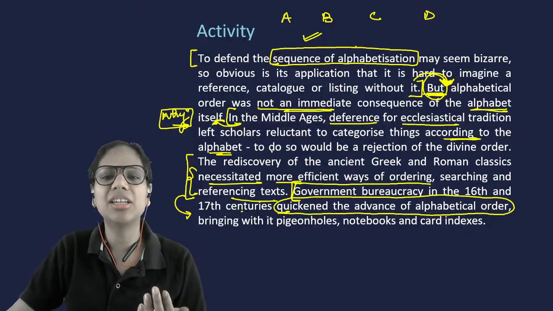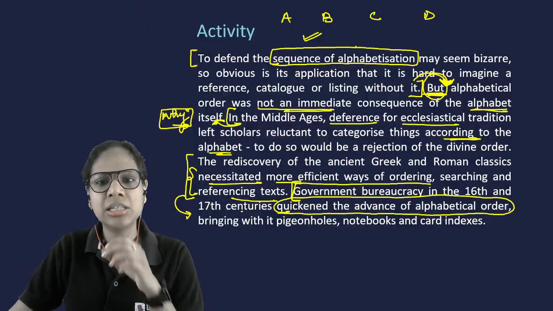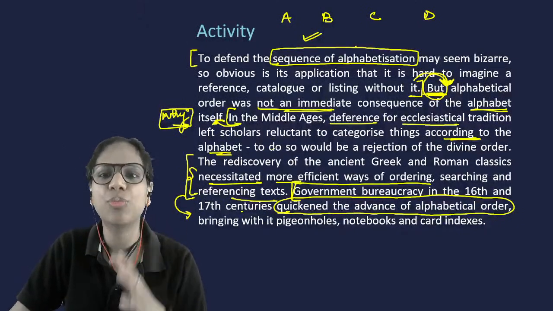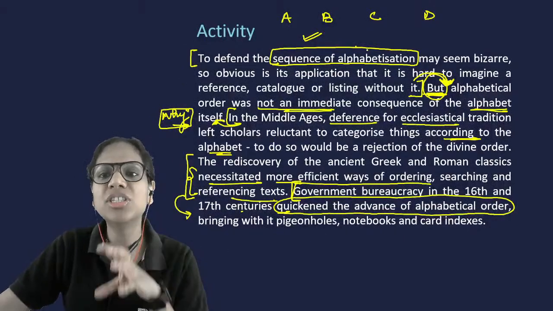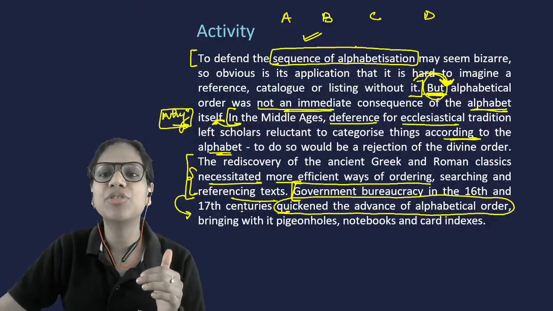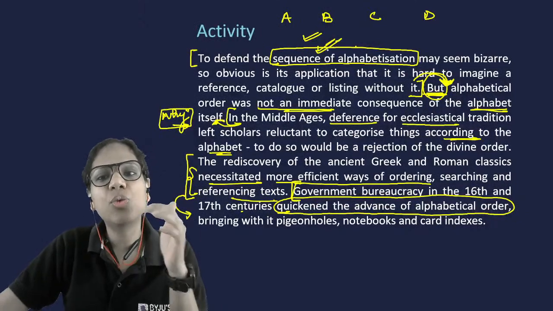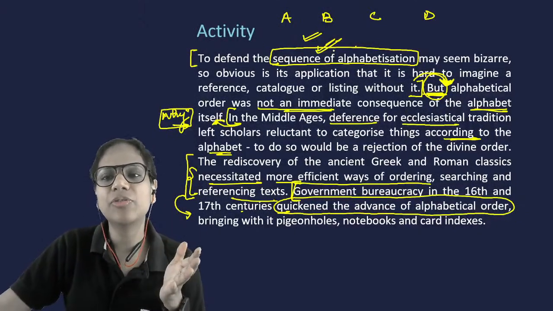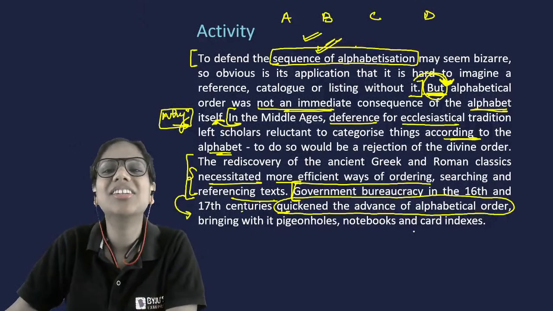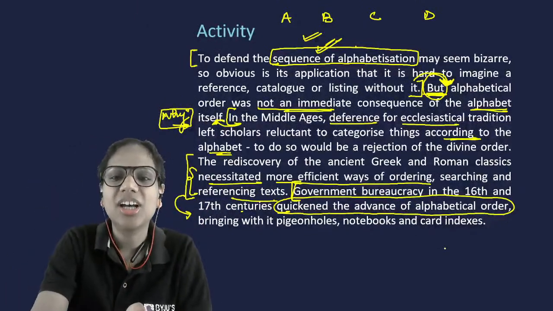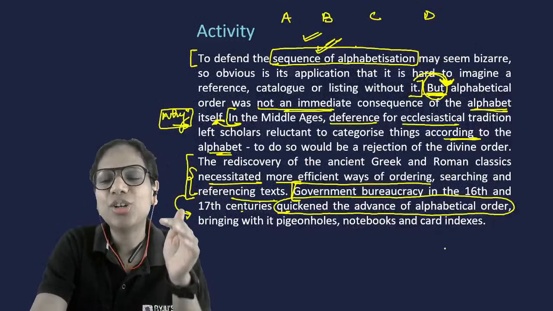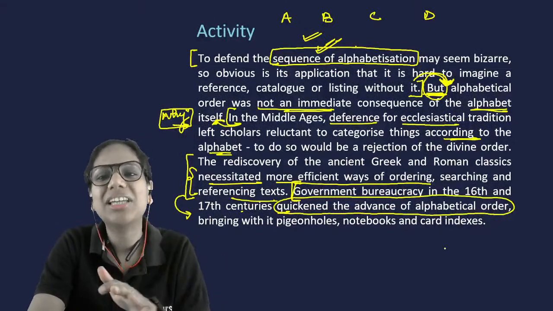So in a short paragraph, most of the sentences will carry their own importance. But are you able to identify the overall emphasis of the paragraph? The overall emphasis is on why it wasn't immediately adopted, the sequence of alphabetization, and then why it was finally adopted. And that has to be summarized. So why it wasn't immediately adopted and then why it was finally adopted.